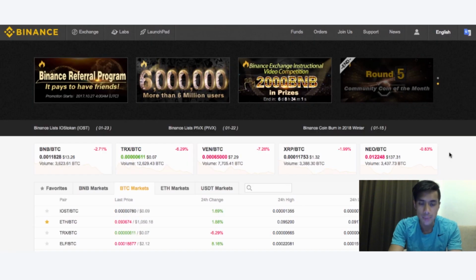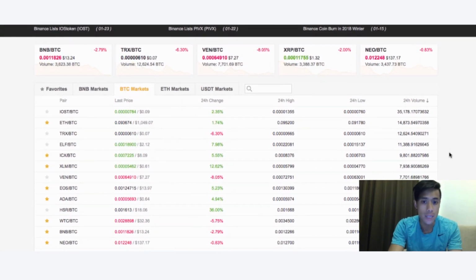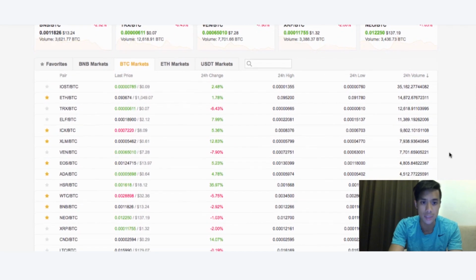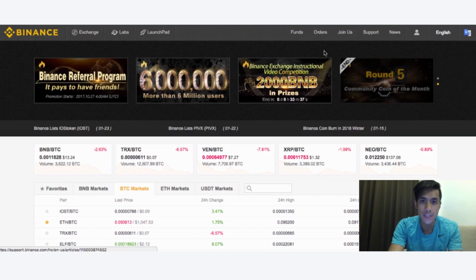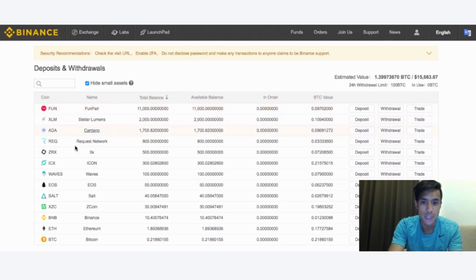Go to Binance by using the link I've provided in the description below, then create an account. I'd like to add another reminder that you should enable two-factor authentication on this account as well. Once you're in Binance, hover over Funds, then click on Balances. This page gives you a running balance on all the coins you hold. As you can see in the top right corner, it also gives you an estimate of your portfolio's worth in both Bitcoin and US dollars.